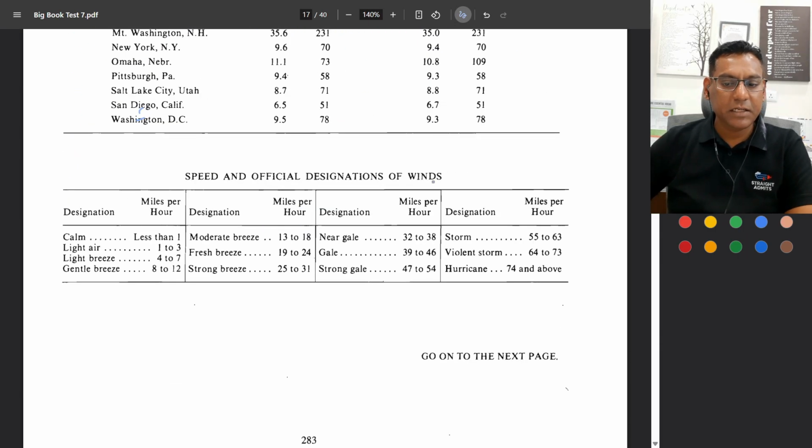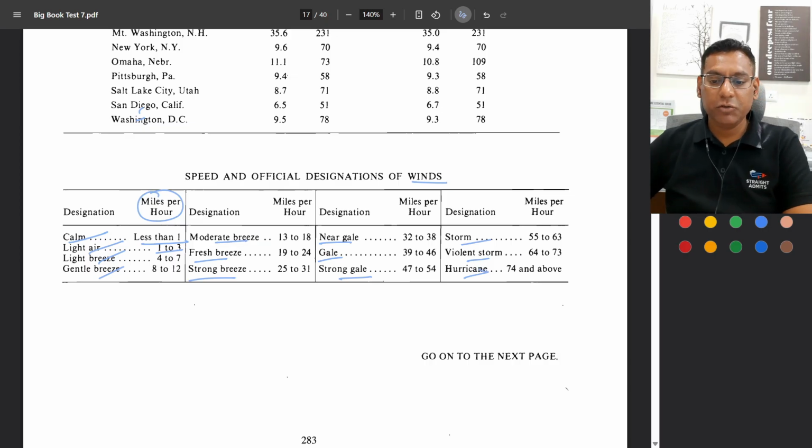Speed and official designations of winds. Okay. So if the wind is less than 1 mile per hour, it's calm. If 1 to 3, it is light air, light breeze, gentle breeze, like that. And then it goes on increasing. Moderate breeze, fresh breeze, strong breeze, near gale, gale, strong gale, storm, violent storm, and hurricane.